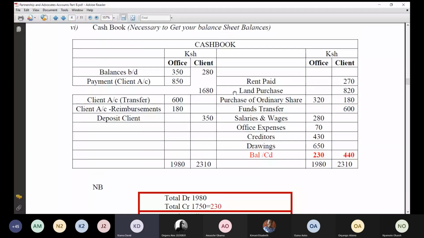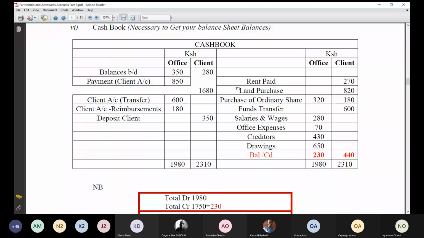Note 2: received shillings 1,680,000 on behalf of clients and spent shillings 270,000 to pay rent and shillings 820,000 to purchase land on behalf of clients who had credited balances with the firm.